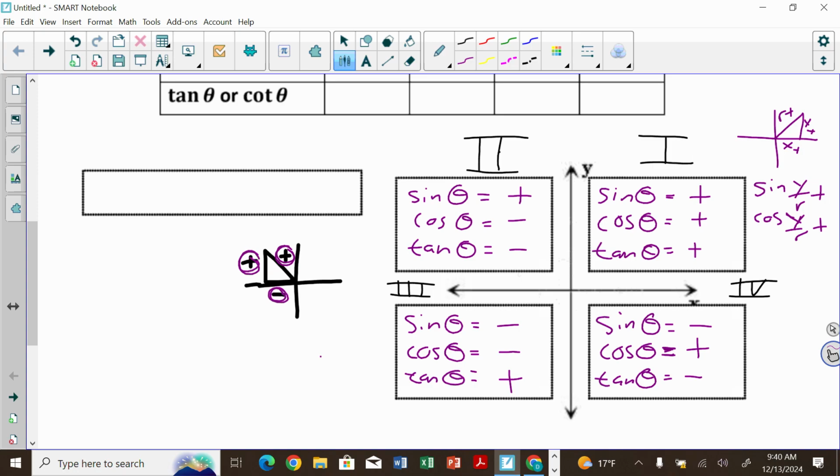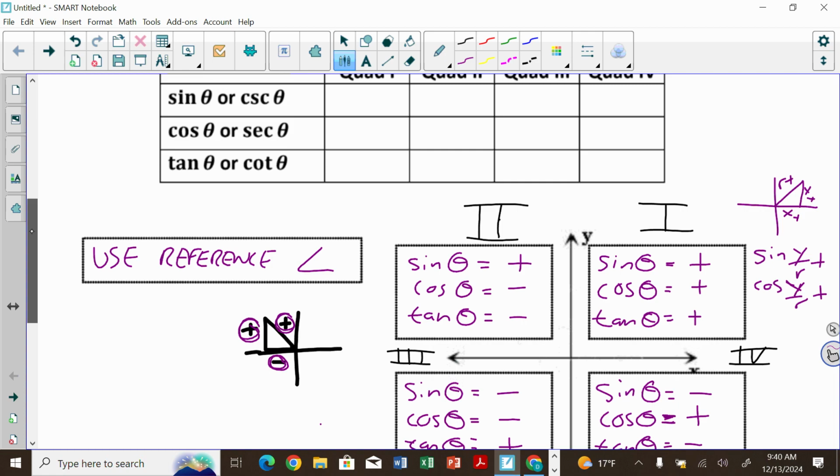Now, the other thing I want to point out here is use the reference angle when we're doing this. Find the reference angle. It makes it easier. I don't want to use negative 210 degrees when I can use a reference angle of 30, or 50 or whatever it is. Use that, and then you can determine what the sine is going to be based on that.